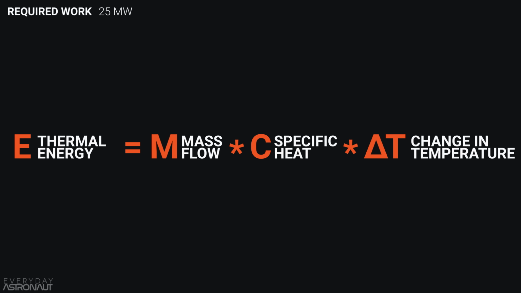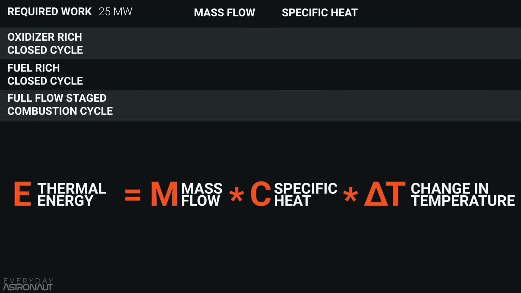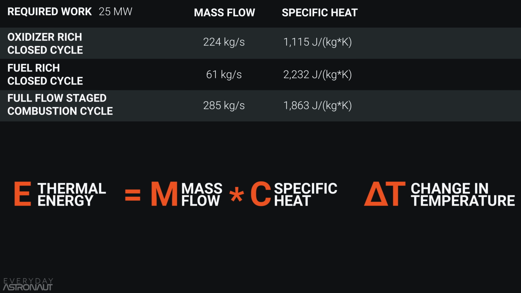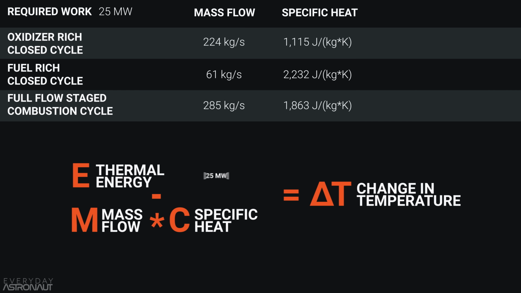That 25 megawatts of required shaft power is pretty much entirely thermal energy in the preburner, which is equal to the mass flow of the propellants through the turbine times the specific heat of those propellants times delta T, or the change in temperature. Mass flow and specific heat are both known variables based on the engine and propellants, so we can just plug those in. By rearranging our equation to solve for delta T, or change in temperature, we'll find the change in temperature is equal to the thermal energy divided by the mass flow rate times the specific heat.